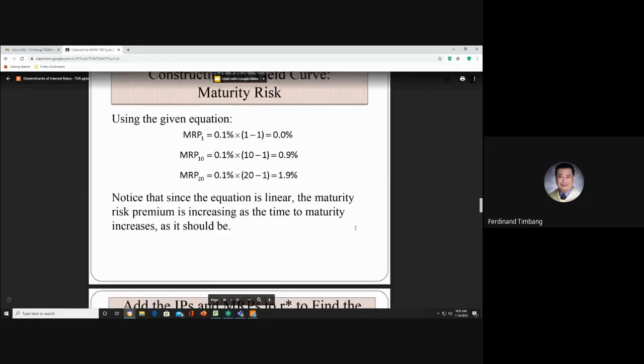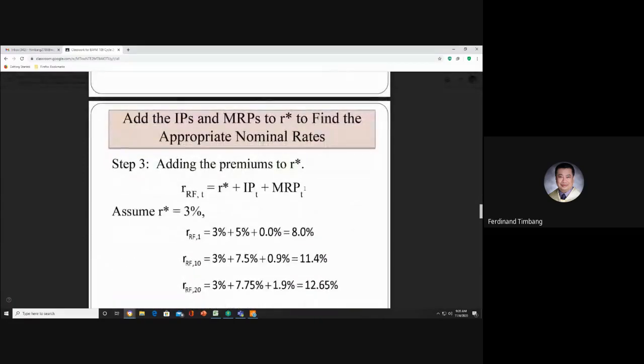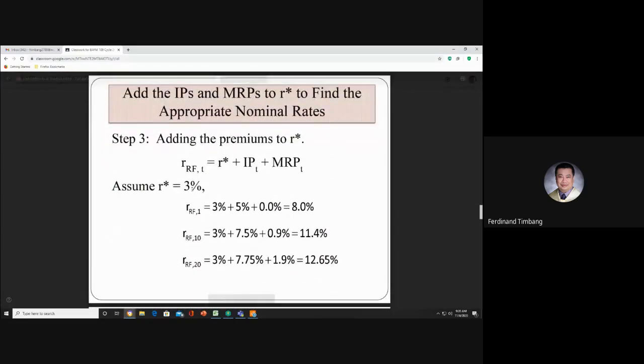Sige, next. Adding the premium. So, kaya tignan nyo class, kung ang r-star daw ay 3%, ito yung na-compute natin na inflation premium: pagka year 1, 5%; tapos pagka 10 years naman, 7.5%; at pagka 20 years, 7.75%. Dinagdag lang natin. And then this one also, yung 0.0%, 0.9, at saka 1.9, that is the maturity risk premium. So, dinagdag lang natin.